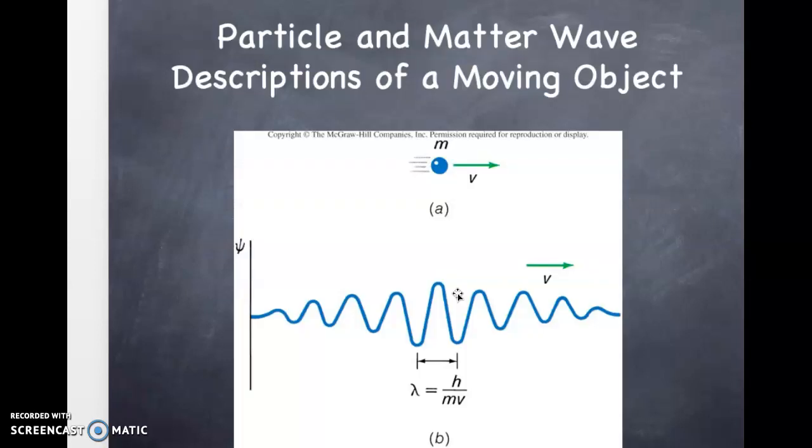This is an example then of a matter wave. The top figure is just a particle of mass m moving with speed v, and the bottom represents the psi, and the wave then is extended in space. The wavelength is shown, and the largest values indicate where the particle is most likely to be located.